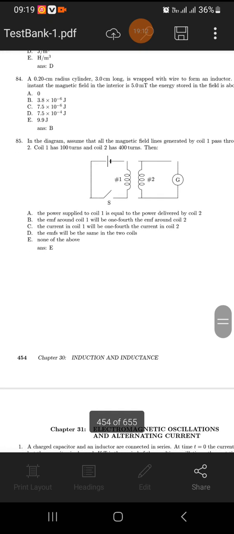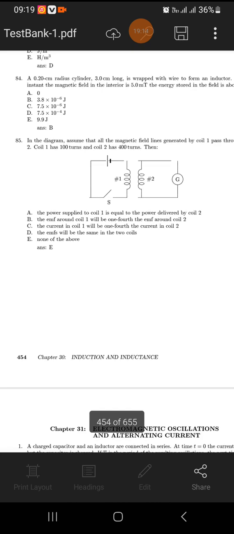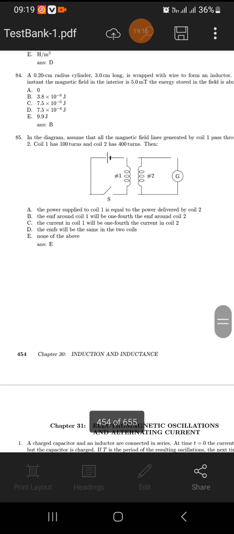In the diagram, assume that all the magnetic field lines generated by coil 1 pass through coil 2. Coil 1 has 100 turns and coil 2 has 400 turns. Then E, it's none of the above.